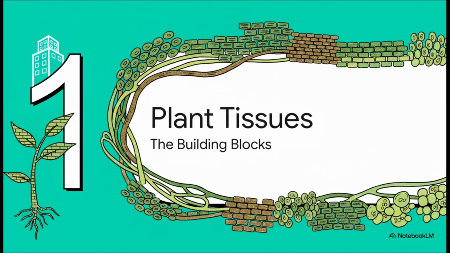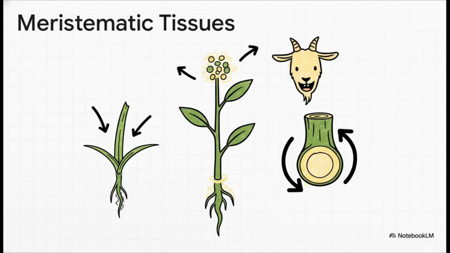It's like you can't understand a building without knowing what the bricks are made of, right? It's the exact same idea with plants. To really understand the whole organism, we've got to start small, with its most fundamental units, the tissues. And a tissue is just a group of cells that come from the same place and work together to do a specific job.